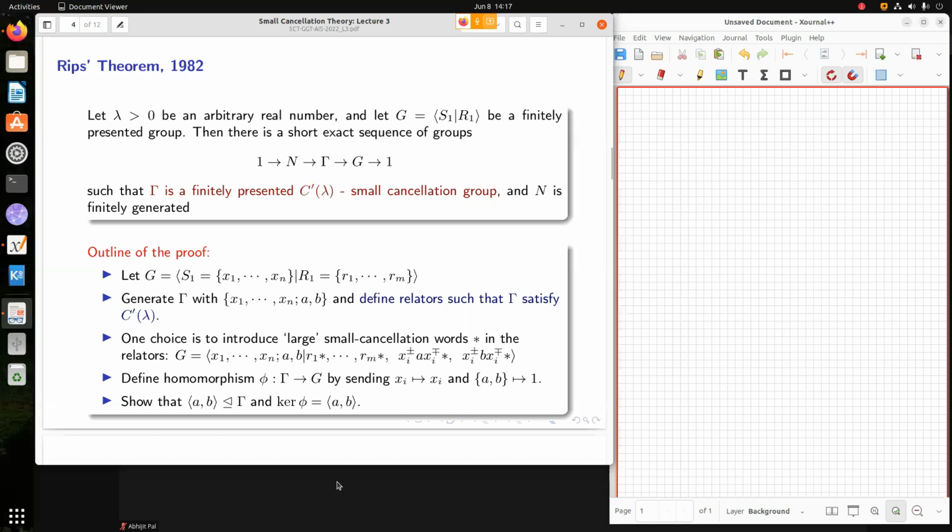So one set of relators is R1 star to Rm star. Another set of relators is conjugates of A with Xi and Xi inverses, product with a small cancellation word, and another set of relators being conjugates of the other generating element B with Xi's and Xi inverses, product with small cancellation words. So this set of relators will satisfy the C prime lambda condition if the pieces are lambda small.